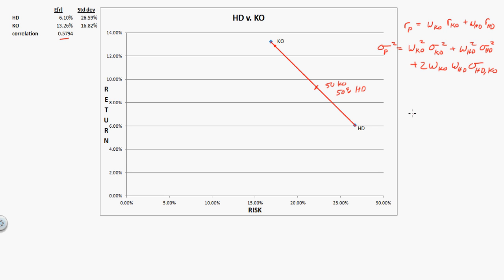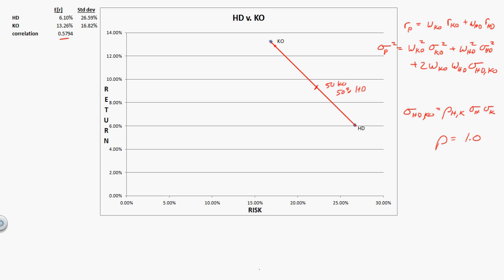And I know that the covariance of Home Depot and Coke is equal to the correlation of Home Depot and Coke times the two volatilities. So that's how I learned to draw this graph. If I just change these weights from 100% Coke, 0 Home Depot, all the way changing them, steps at a time, to 100% Home Depot, 0 Coke, I'll draw this line by using these figures over here. If correlation is equal to 1.